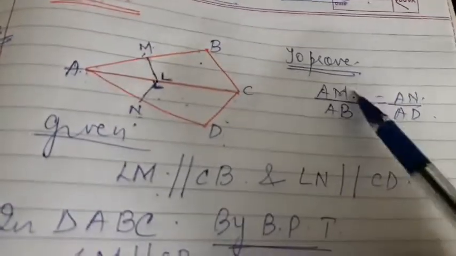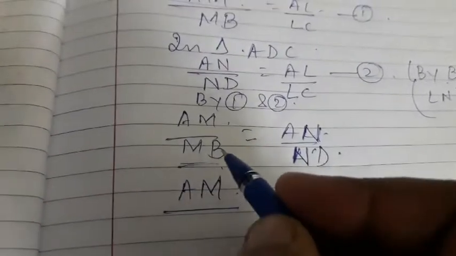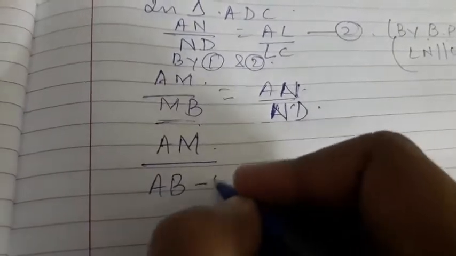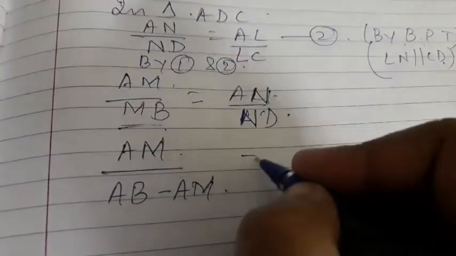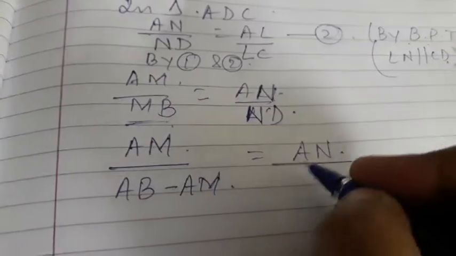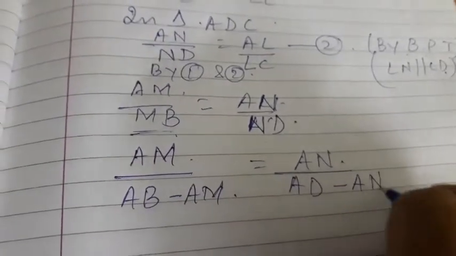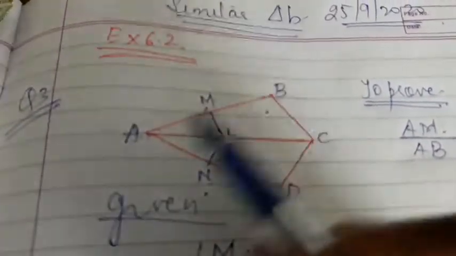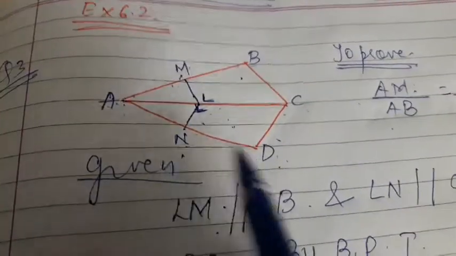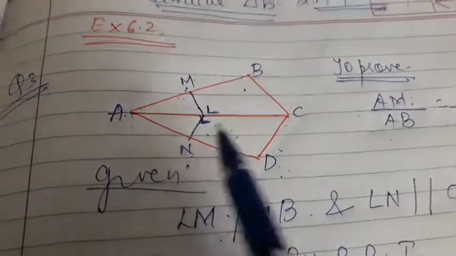Now we have to prove that the ratio will be AM upon AB and AN upon AD, but here we've got AM upon MB and AN upon ND. Now in this we can write AM upon, for MB I can write AB minus AM, and on the other side for ND I can write AD minus AN. I hope it is clear to you. For MB I can write AB minus AM, and for ND I can write AD minus AN.